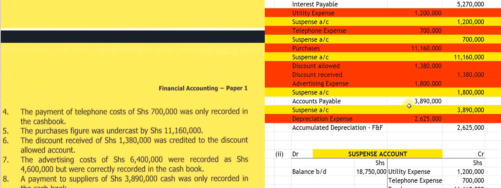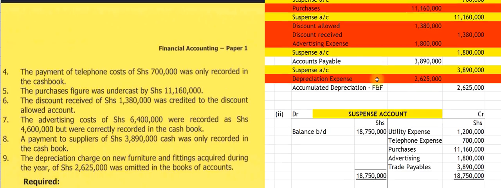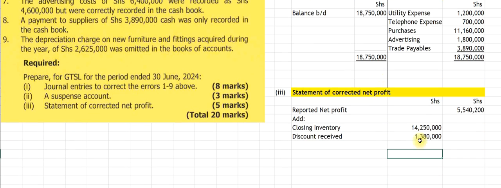Any other error which will increase our profits? You can just look at those errors that are in red, then you see where you have a credit. Any error which affects your profits and on correction it's on the credit side of the journal, then that one will be an addition to the profits. These are the only two errors which will increase our profits. What you do, you can add them.